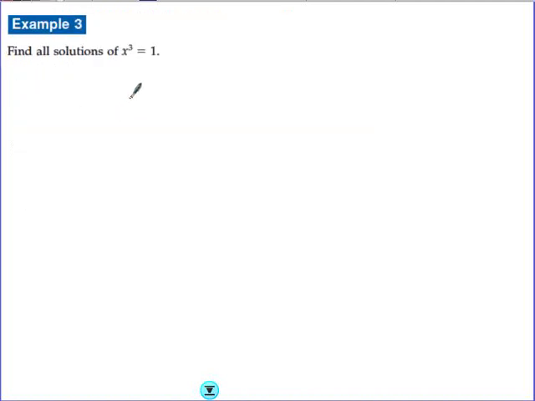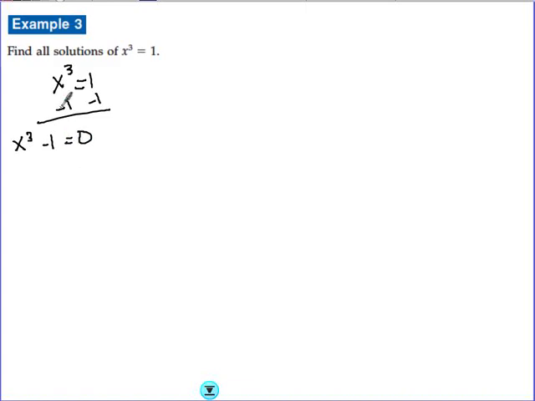This is where we get into the polynomials and how it relates to what we're doing now. So I want to find all of the solutions of x cubed is equal to 1. Remember that solutions are when I have my polynomials set equal to 0. So if I start with x cubed equals 1, I want to subtract the 1 from both sides. So I really have x cubed minus 1 is equal to 0.